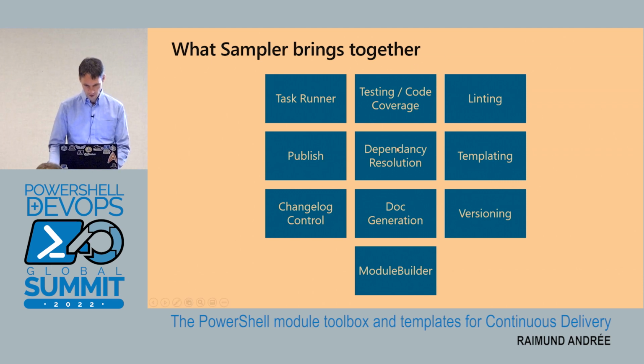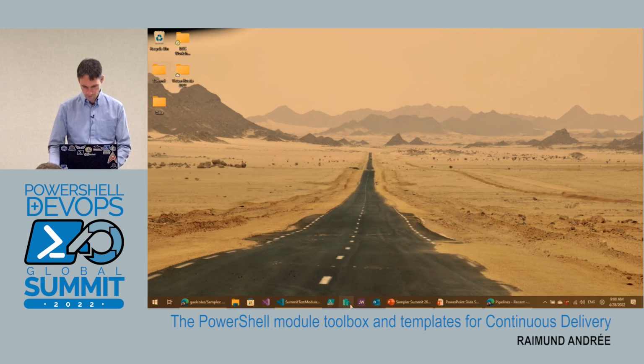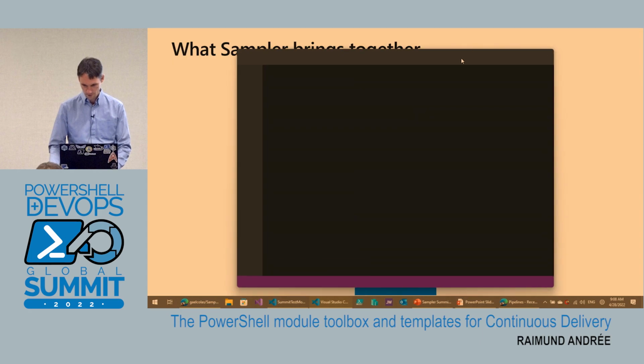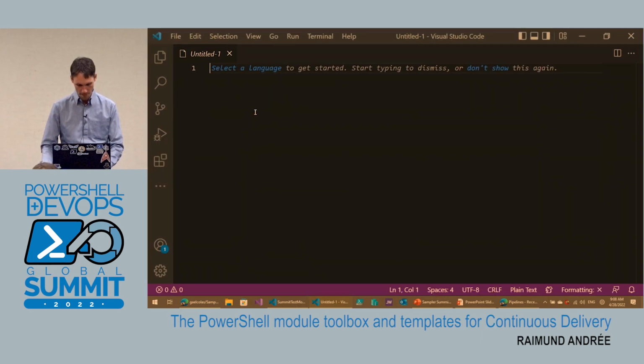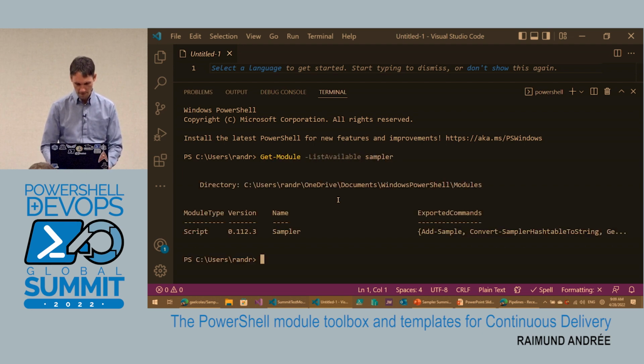So the rest will be pretty much a demo, and we are starting with the task runner. So let's create a project, an empty project first, just to give you an idea about the structure. Get-Module -ListAvailable Sampler. So we have the newest version here, 1.12.3. And the most important command, if you want to get started, is New-SampleModule.